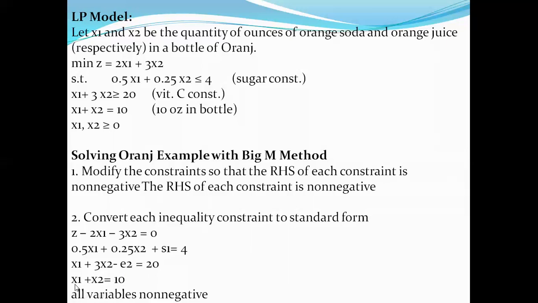Vitamin C. So our major problem here is that 10 bottles need to be manufactured upon the composition of X1 and X2. Here X1 specifies the orange soda mixture and X2 specifies the orange juice. So all the variables are non-negative. Hence the steps make it very clear that the problem can be solved with this method.